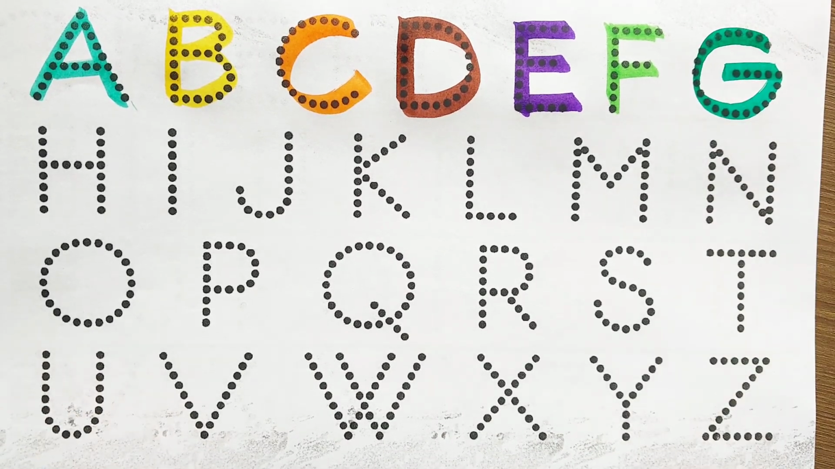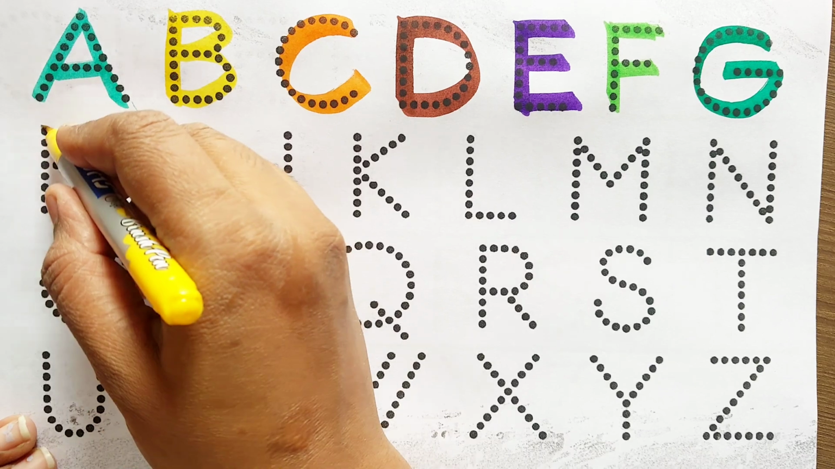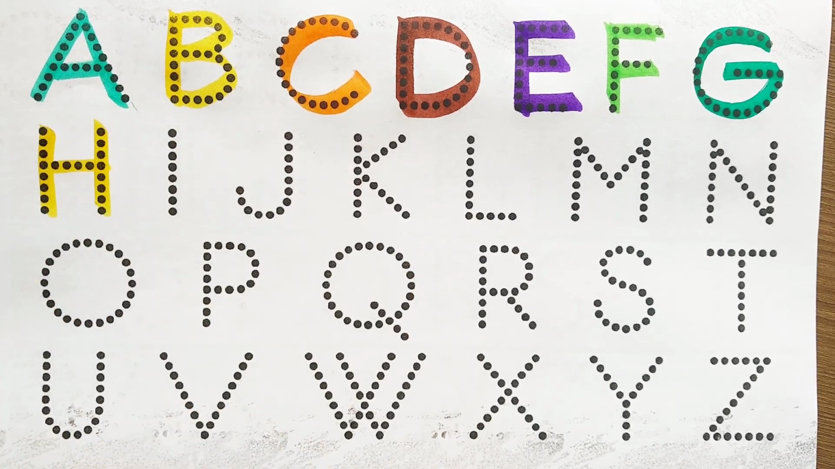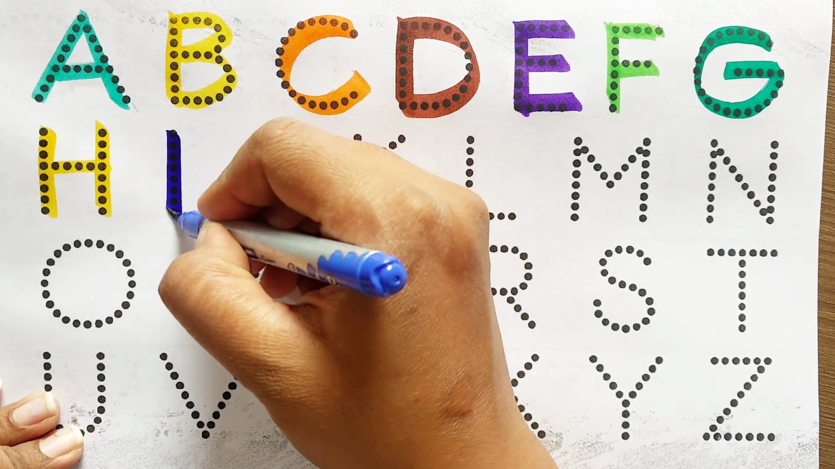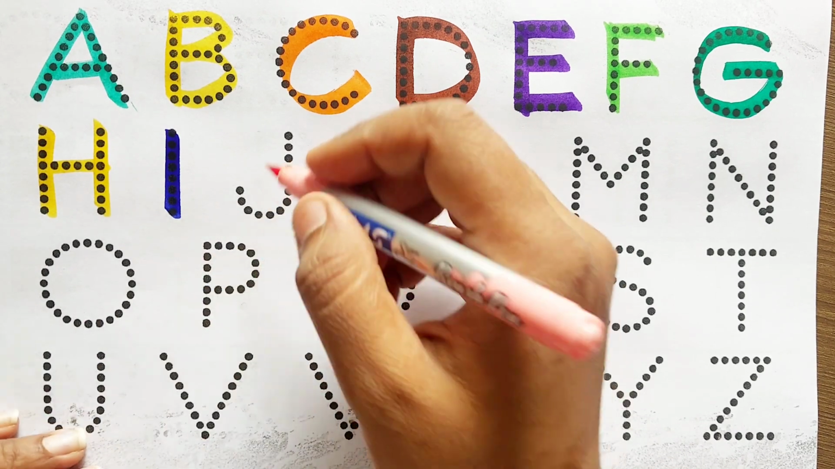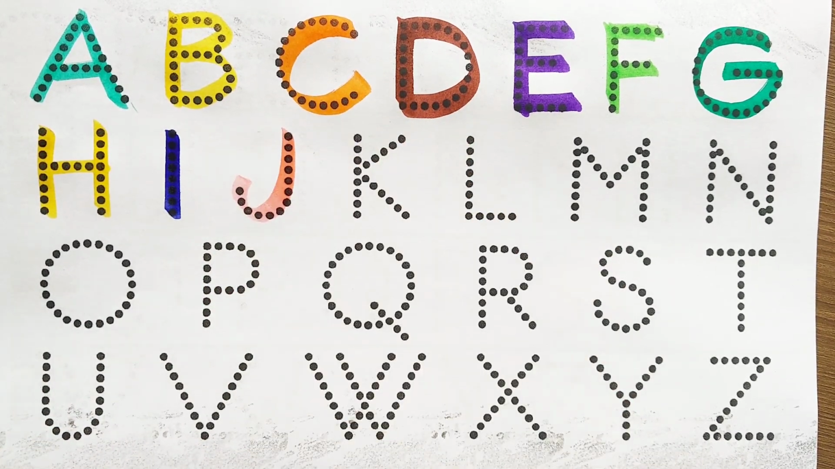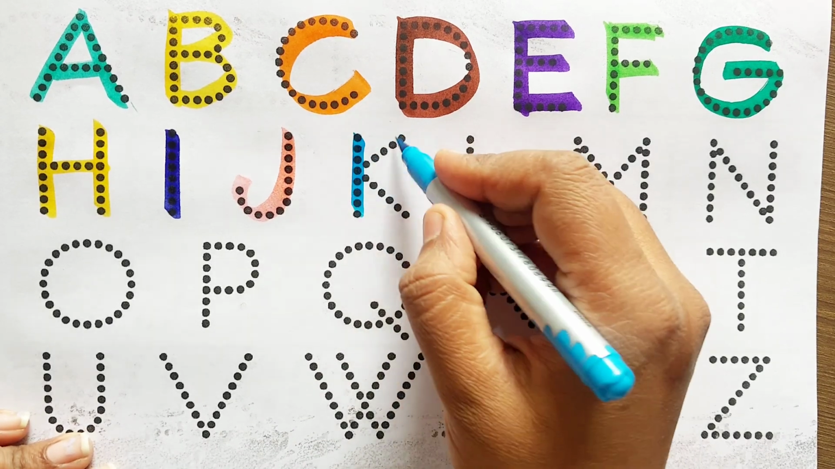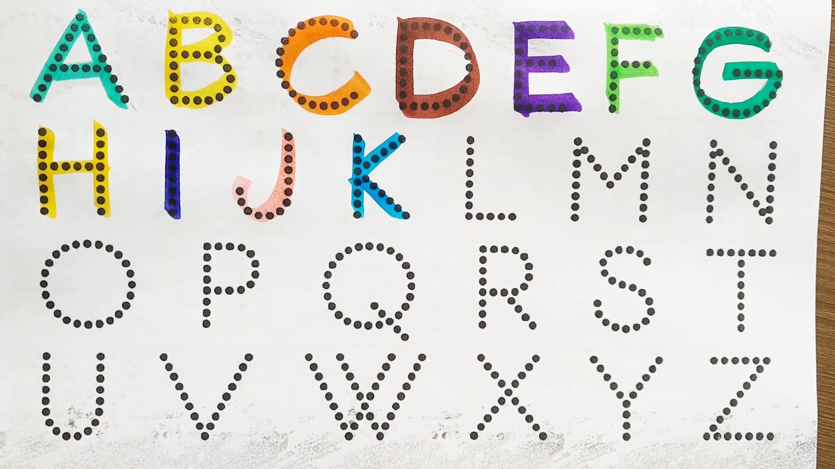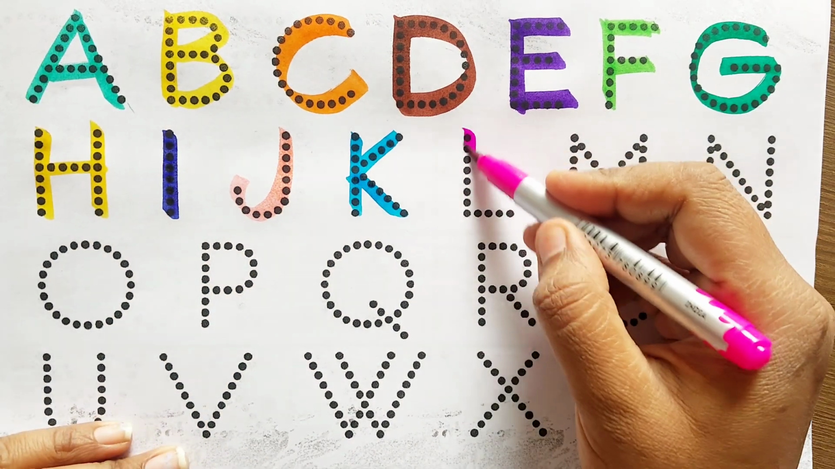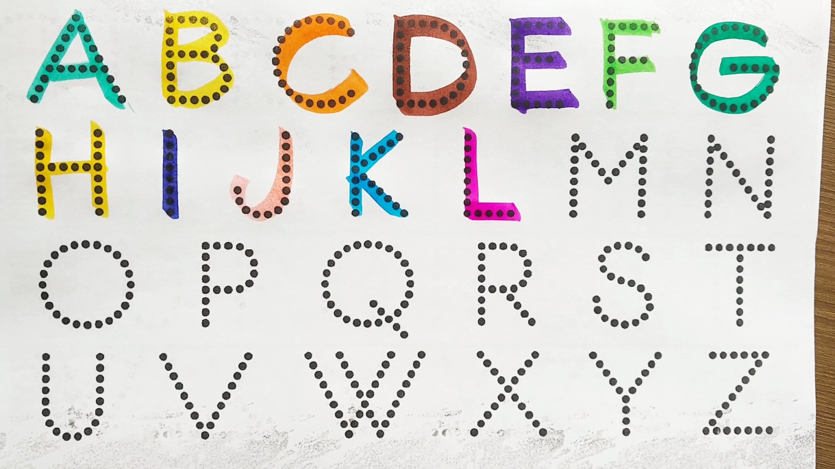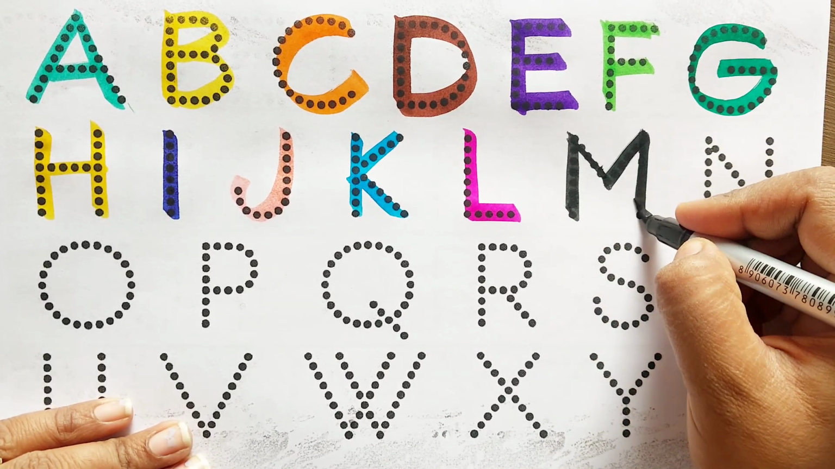G for goat. H for horse. I for ice cream. J for juice. K for kite. L for lion. M for monkey.